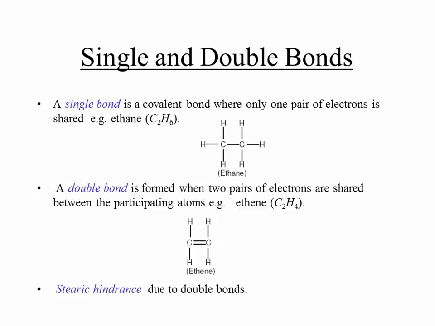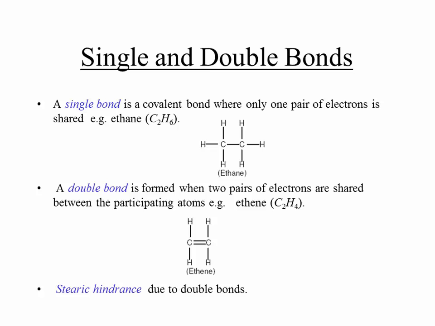So now I want to talk about single and double bonds. A single bond means only one pair of electrons is shared. So a single bond is a covalent bond where only one pair of electrons is shared. For example, ethane, C2H6. You have two carbon atoms, and they share only one pair of electrons. The carbon atoms get the remaining electrons from the hydrogen atoms. So this is an example of a single bond. Only one pair of electrons is shared.